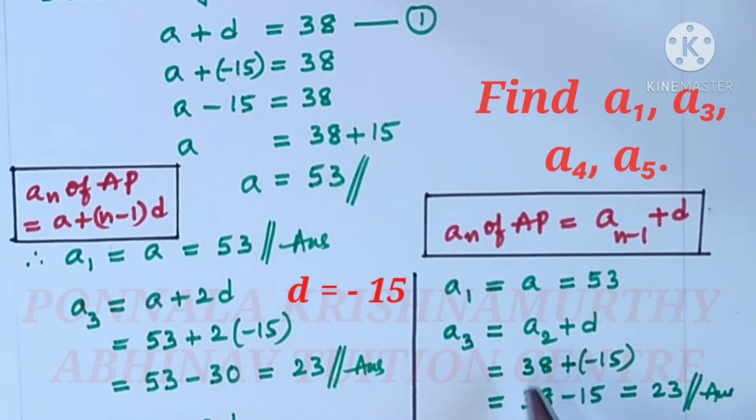In this method, A3 equal to A 3 minus 1, 2 plus D. That is equal to A2, which is nothing but 38 plus D is minus 15. So 38 plus into minus, minus 15, that is equal to 23. Answer.